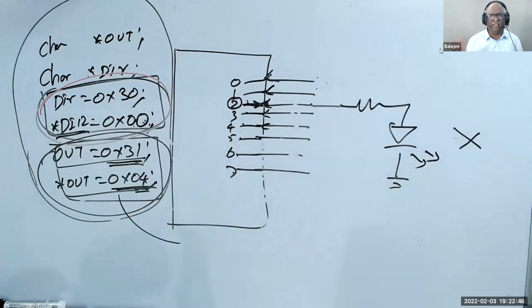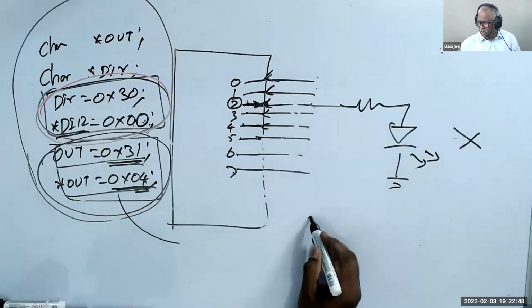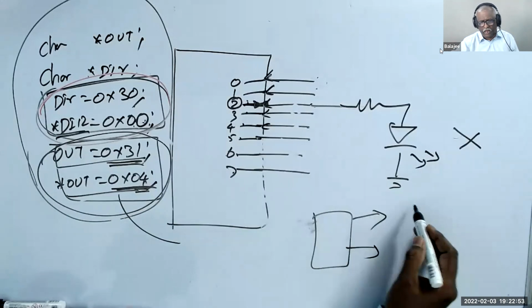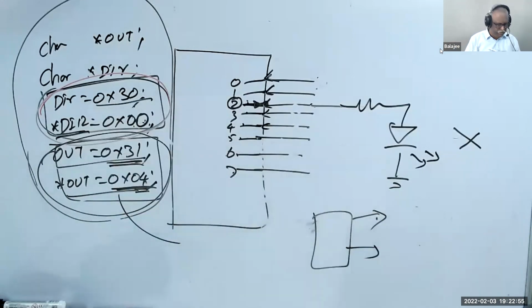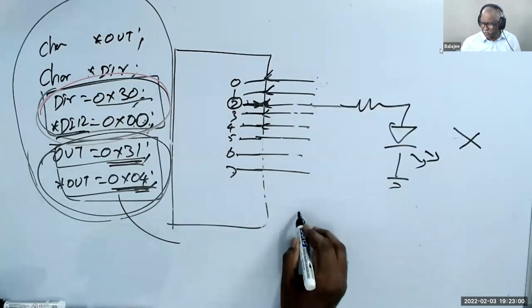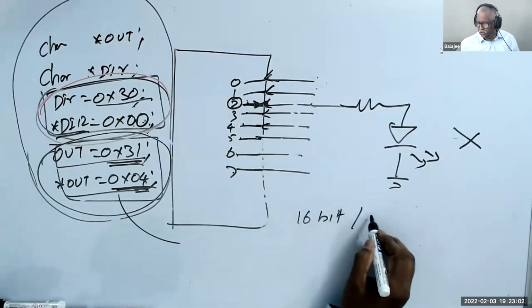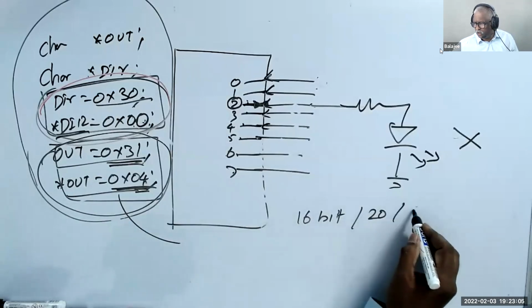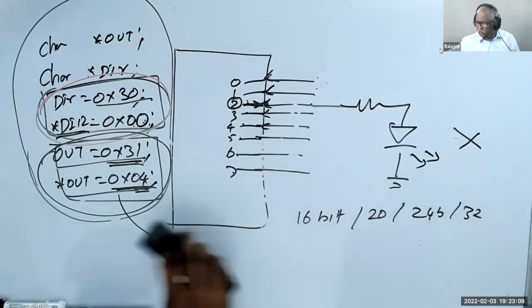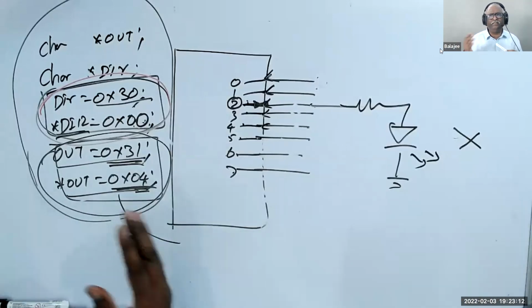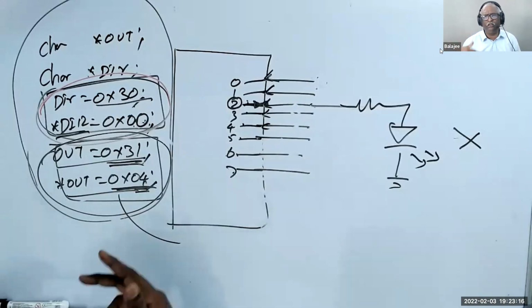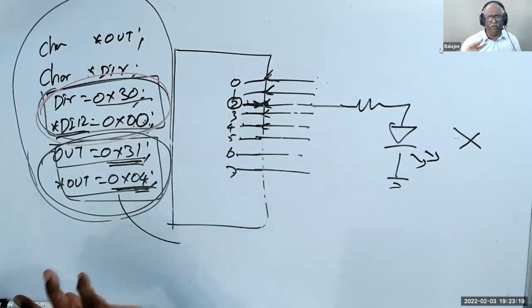The address comes on the address lines. That's all. Whatever address you put, the microprocessor has address and data. If you put an address, that comes on the address line. Nothing more than that. That depends on the address: it could be 16-bit, 20-bit, 24-bit or 32-bit. Based on that, your address can be done. You have to watch my number systems video once again, where I explained binary to hexadecimal and hexadecimal to binary.